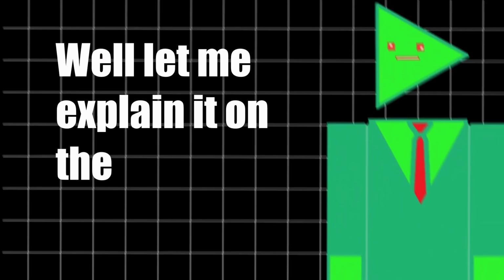So I decided to add bounding boxes like this. Bounding boxes will be used to calculate collisions to stop branches from overcrowding. Sounds easy, right? Well, let me explain it on the code.